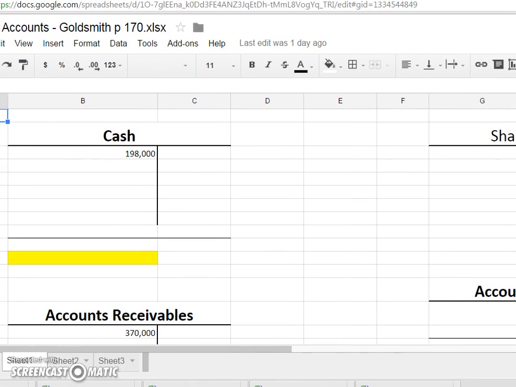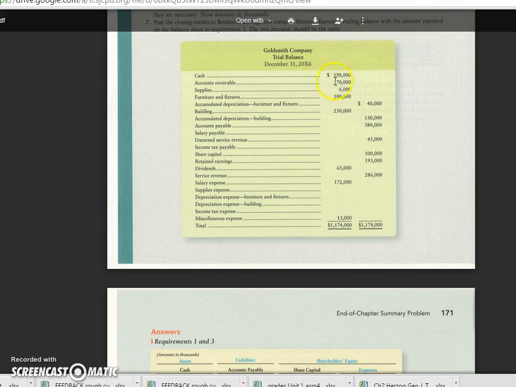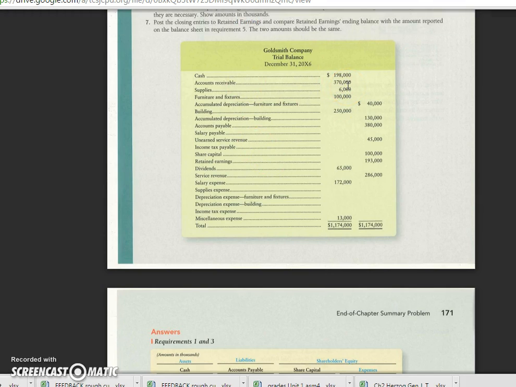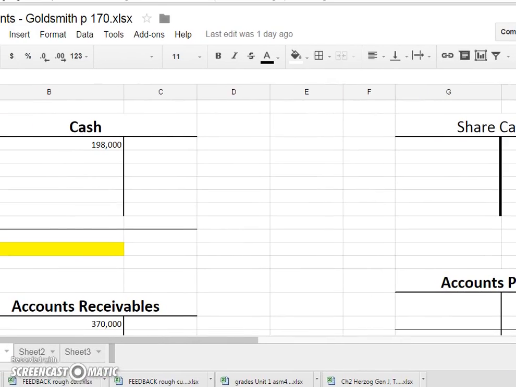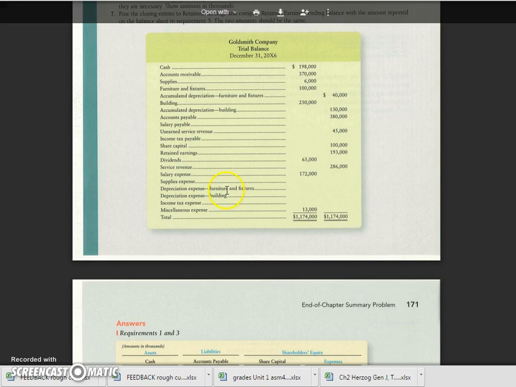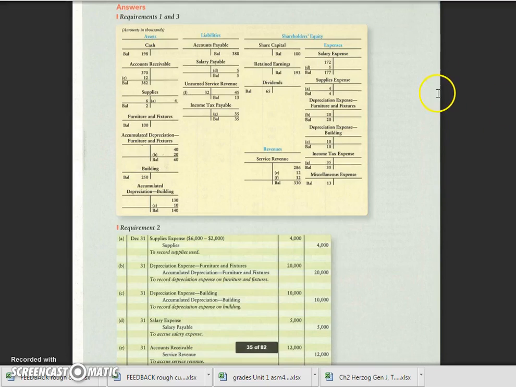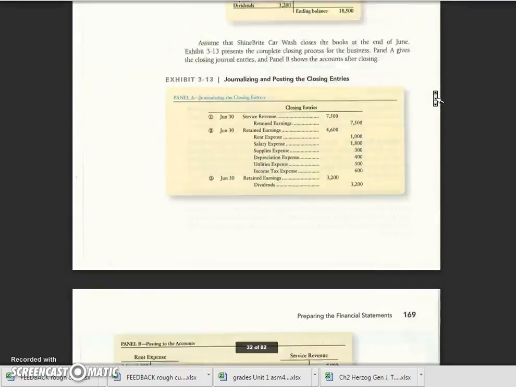I hope you've joined us again after you've had a chance to do the T accounts. As you can see, what I've simply done is taken the amounts. For example, this is cash, 198,000, and I've just plopped them into the T account over here. So we've got cash and all the other accounts, receivables, etc. That's what I suggest you do, and make sure that this is what you get. Then after you've done that, we are going to go back and see what it says here in the book.